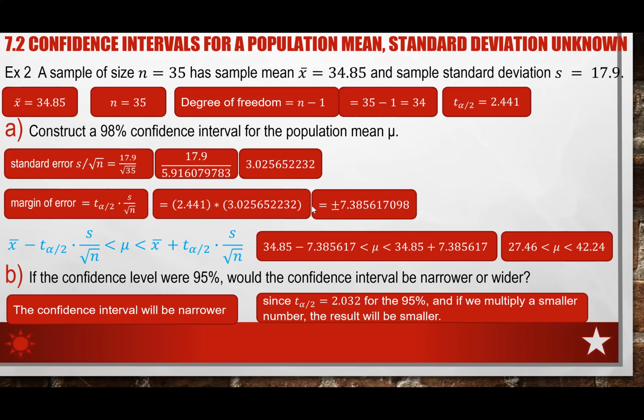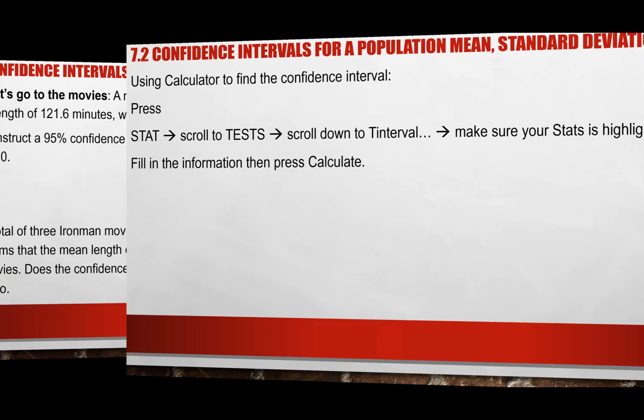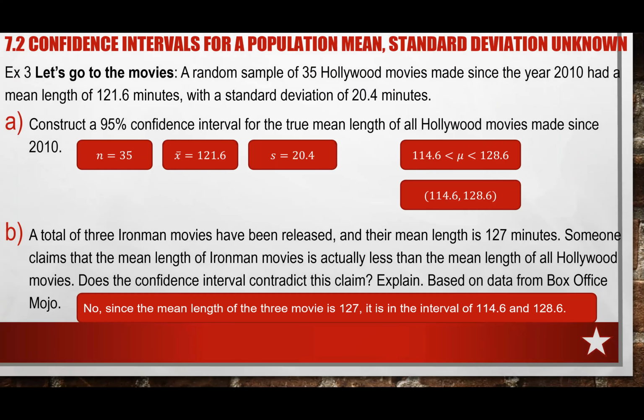If they ask you for a standard error, you know what the standard error is, okay? Or the point estimate and everything along the way. But again, if they just ask you to construct a confidence interval, then you just go in and use your calculator to calculate that item, okay? So that's example 3.